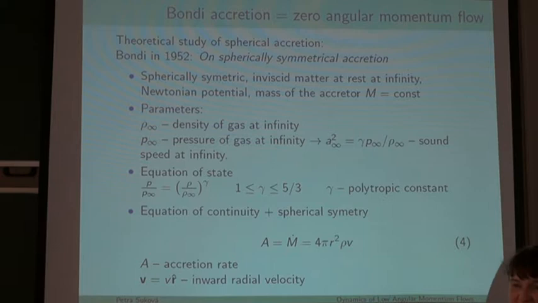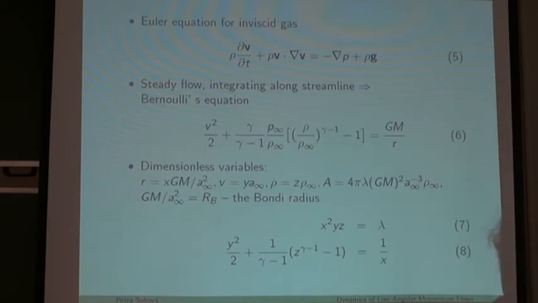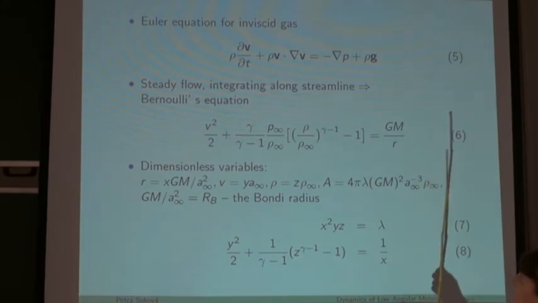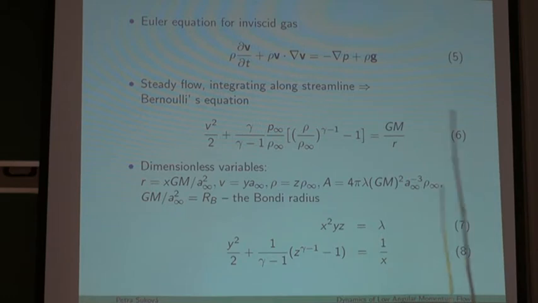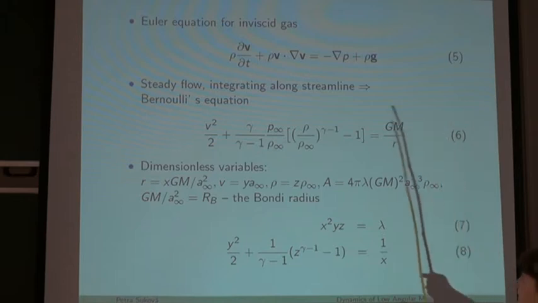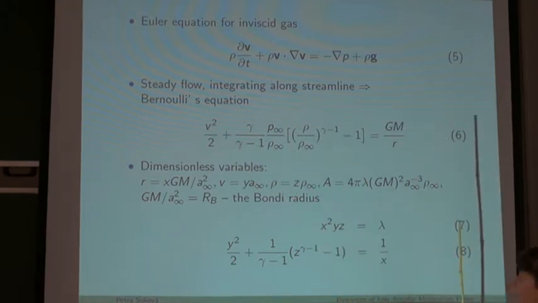Okay, sorry, I just reacted to the symbol. During the computation, we do not take into account the growth of the mass of the accretor. So now we have the Euler equation, and we want to have a steady flow, so the time derivative drops out, and we can integrate this equation along the streamline to get a Bernoulli equation.